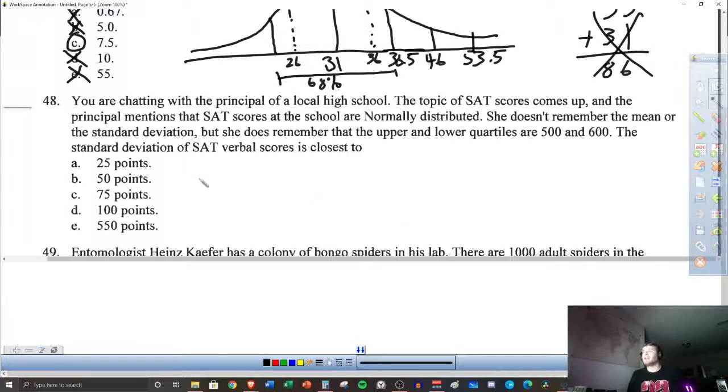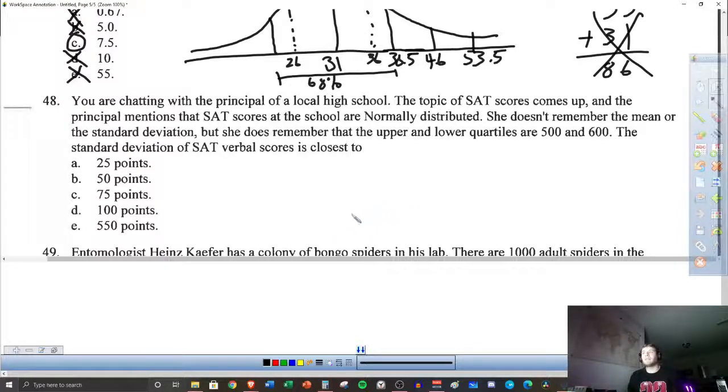Then we have the last one down here. I'm just going to go ahead and work it. So 48 was the last question that was requested to look at. It says you're chatting with the principal of a local high school. The topic of SAT scores comes up, and the principal mentions that SAT scores at the school are normally distributed. If we remember our ACT scores, we've looked at some of that data. Ours weren't perfectly normal, but it was approximately symmetric, slightly skewed right in some, but close. She doesn't remember the mean or the standard deviation, but she does remember that the upper and lower quartiles are 500 and 600.